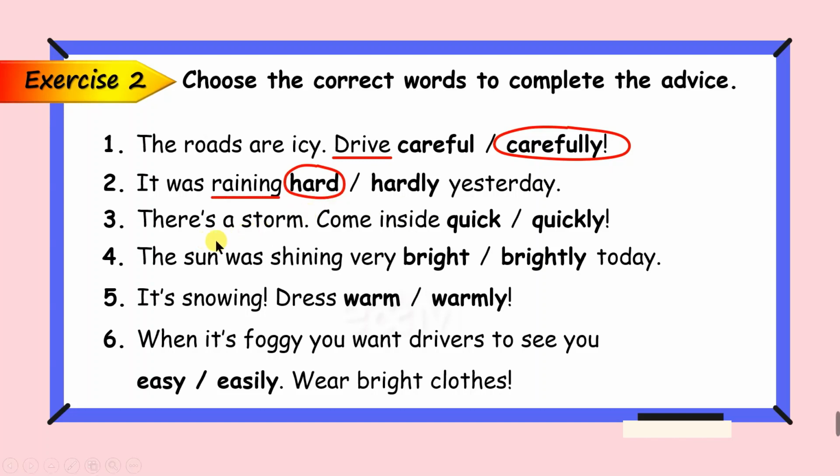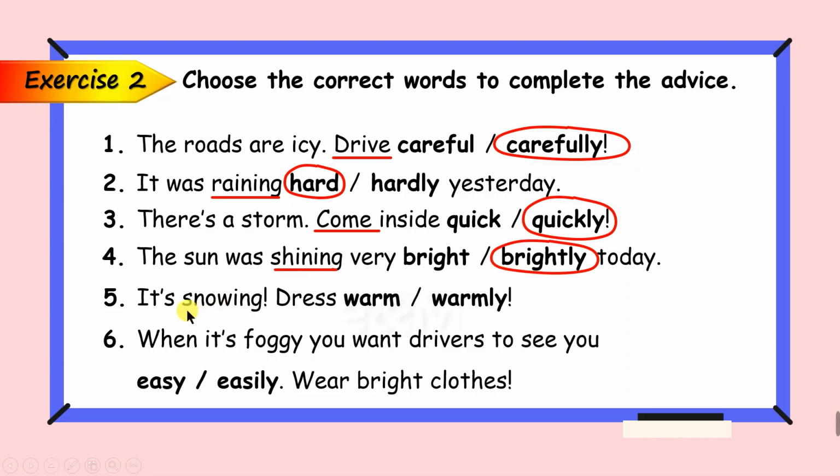Number 3. There is a storm. Come inside quick or quickly. Of course, the answer is quickly. It describes the verb come. Number 4. The sun was shining very bright or brightly today. Answer is brightly. It describes the verb shining. Okay, so bright is an adjective. We just add ly to the adjective to form the adverb brightly.